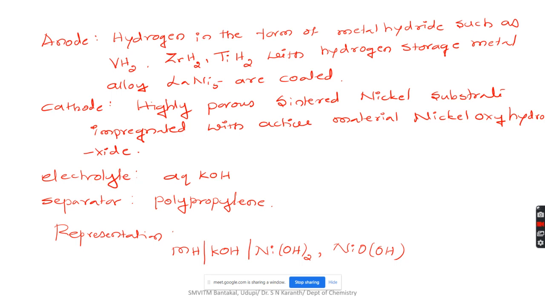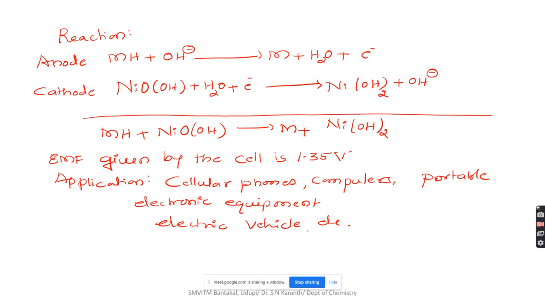The representation is metal hydride in contact with KOH, in turn in contact with nickel hydroxide and the reactant nickel oxyhydroxide. The anode reaction is metal hydride interacting with hydroxyl ion forming metal and water, with liberation of an electron. At the cathode, the electron is consumed in the presence of water by nickel oxyhydroxide forming nickel hydroxide. The net reaction is metal hydride combined with nickel oxyhydroxide forming metal and nickel hydroxide. Potential produced is 1.35 volt. Application: it can be used in cellular phones, computers, and electronic equipment.